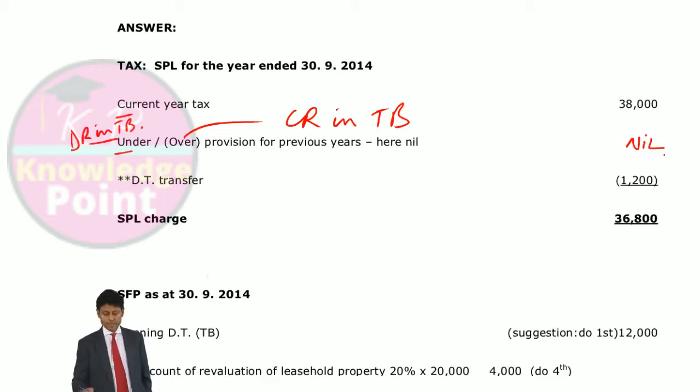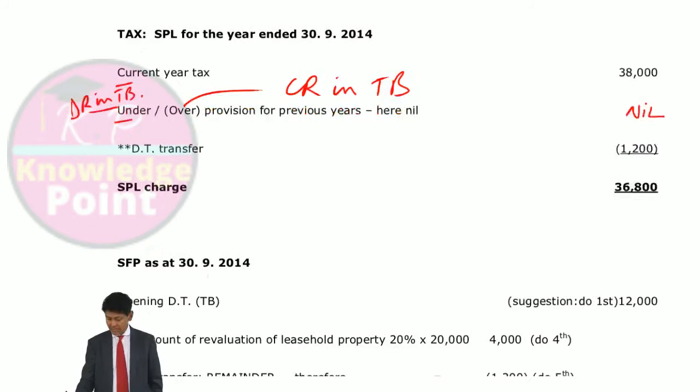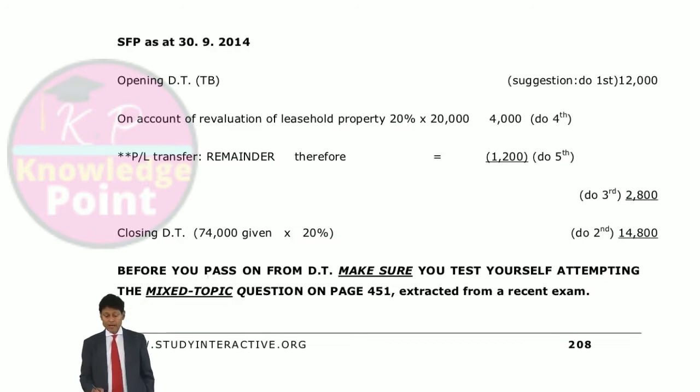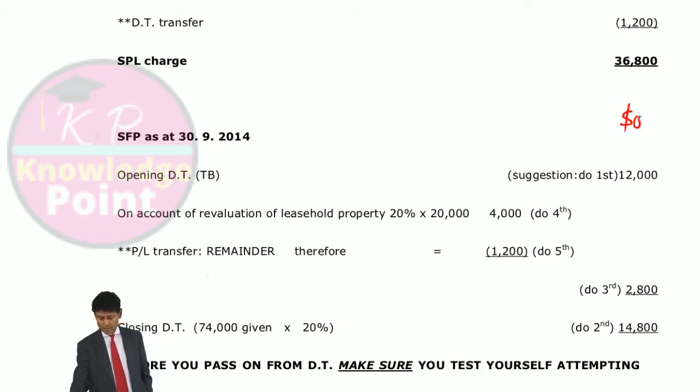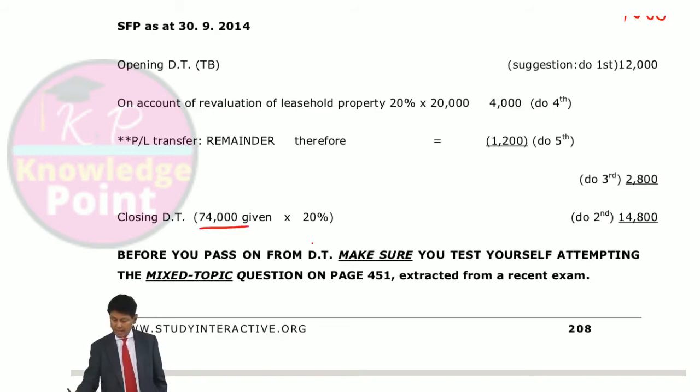Deferred tax transfer, how do we get that? Now, this is very, very tricky stuff. You have to be careful with this. The balance sheet at the end of the year is given as the opening 12,000. Where do I get that from? It's back here, you see, this 12 million. So in thousands, these are all thousands, 12 million is 12,000. So that's the first thing we do. The next thing you do is you bring in your 74,000, and that's 14,800.